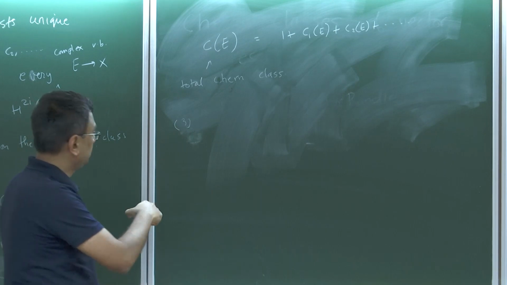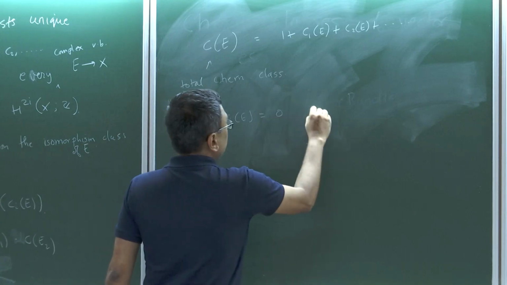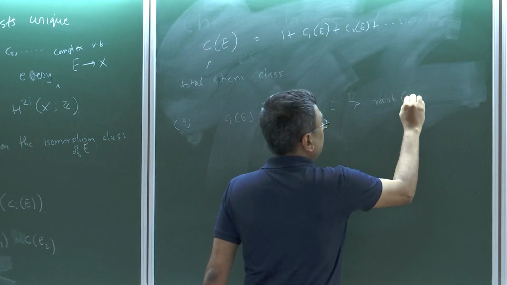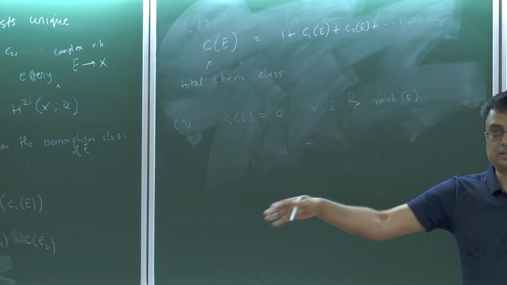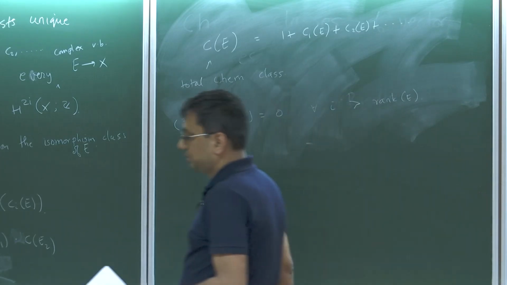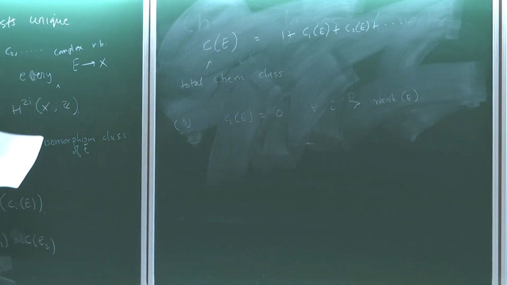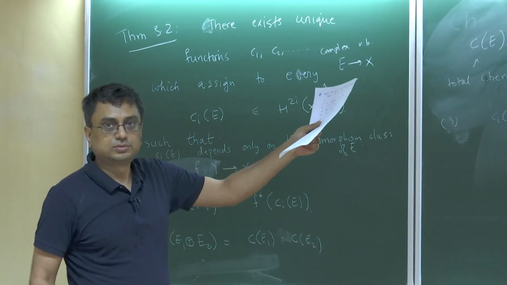So maybe the order should have been to state this first. Ci of E is equal to 0 for all i greater than the rank of E. If the rank of the vector bundle is n, then it can have non-zero Chern classes only up to n: C1, C2 up to Cn. All the further Chern classes are 0. Now there is obviously one set of such functions which satisfy all these properties. Can you guess?